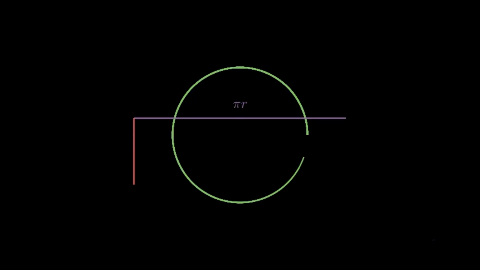Just as we did before, we can mark out radius length segments along our unwrapped semicircle. We find that exactly pi radius lengths fit along a semicircle's arc. This confirms our understanding that the semicircle has half the circumference of a full circle.